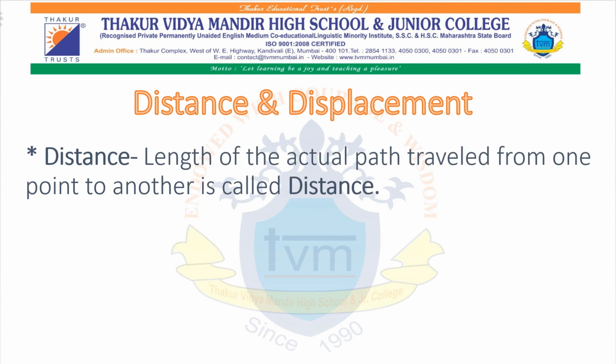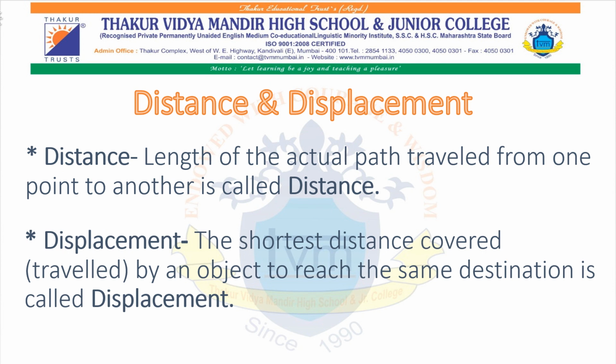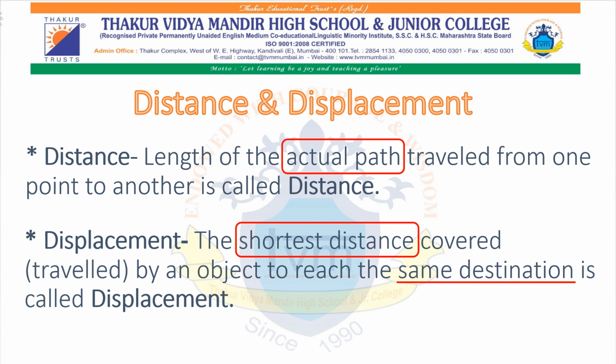Distance. Length of the actual path travelled from one point to another is called distance. Whereas displacement means the shortest distance covered or travelled by an object to reach the same destination. Now see the difference due to specific words in both the definitions. Words like actual path, shortest distance, same destination.